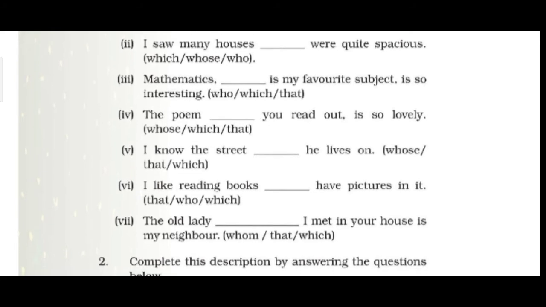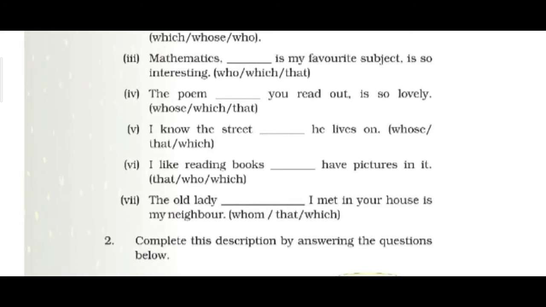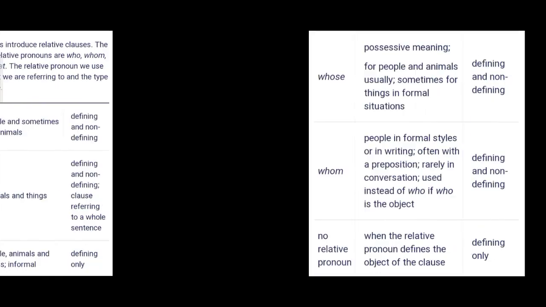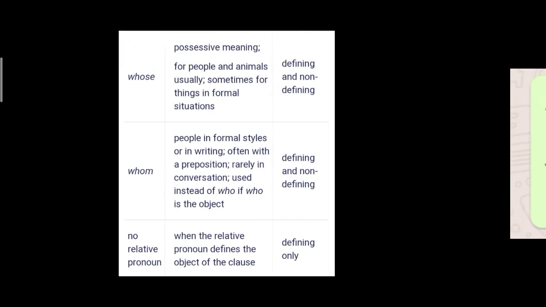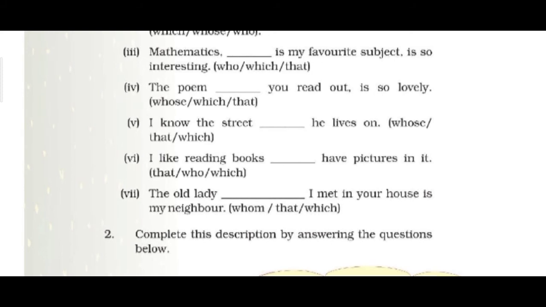Okay, then see here the fifth one: I know the street dash he lives on. So here whose will not come, because you can see before the dash the word street. I know the street dash he lives on. Here whose will not come, because whose will refer to human beings; it is that or which. So the fifth answer is which. Because I know the street which he lives on. So here which will come.